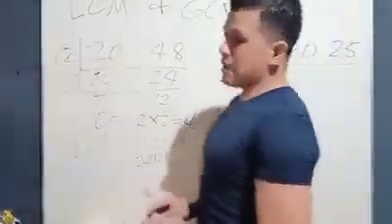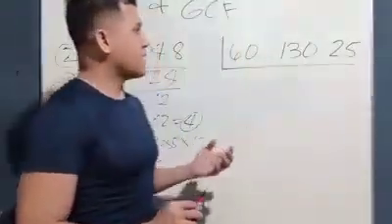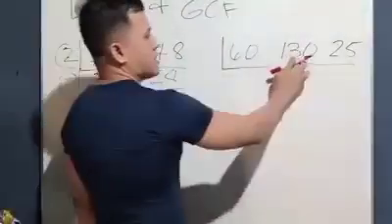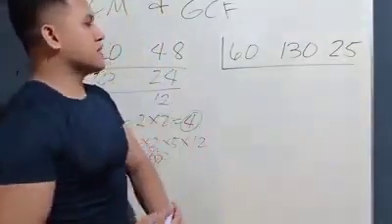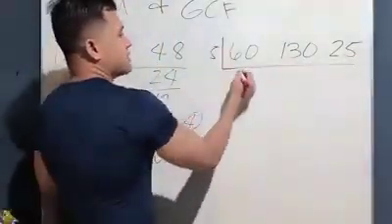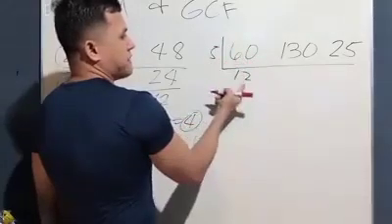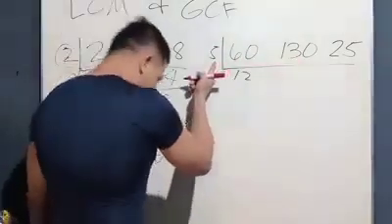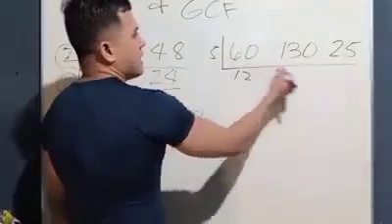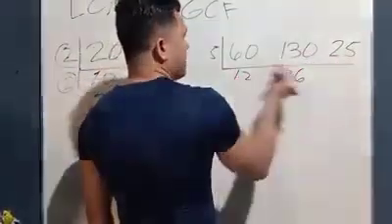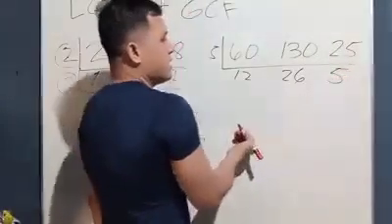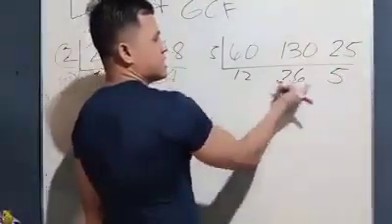Now, mayroon tayong medyo complicated na case. Like, shall I say, 60, 130, and 25. So, ano yung common sa kanila? So, we can say 5. 60 divided by 5 is 12, and 130 divided by 5, that is 26. Right? And then 25 divided by 5, that is 5. Okay? Now, may common ba si 12, 26, at saka 5?